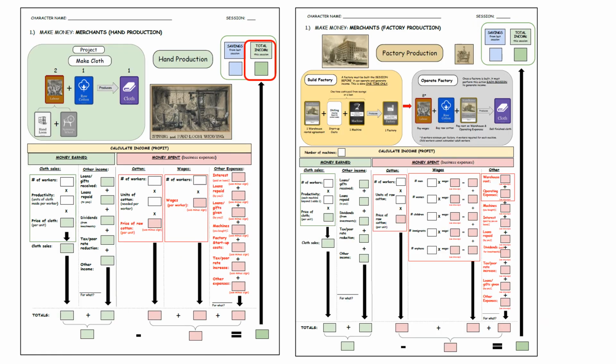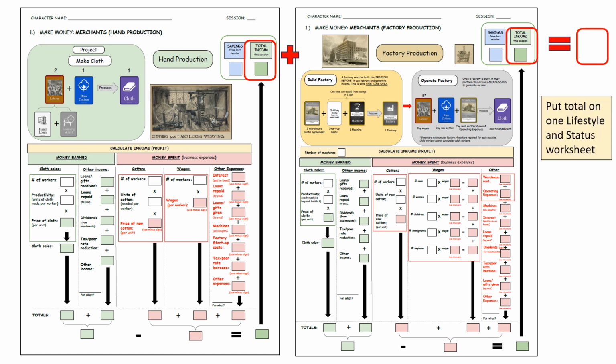If a merchant or a craftsman opens a factory, they can still keep their earlier business, a hand production textile business for merchants, the machine making business for craftsmen. What they would do is fill out two make money worksheets and then add up the total income and put the total on one lifestyle and status worksheet. So it is possible for players to have two different businesses at the same time. Although it's most likely that merchants and craftsmen will want to shut down their previous business and just concentrate on factories.